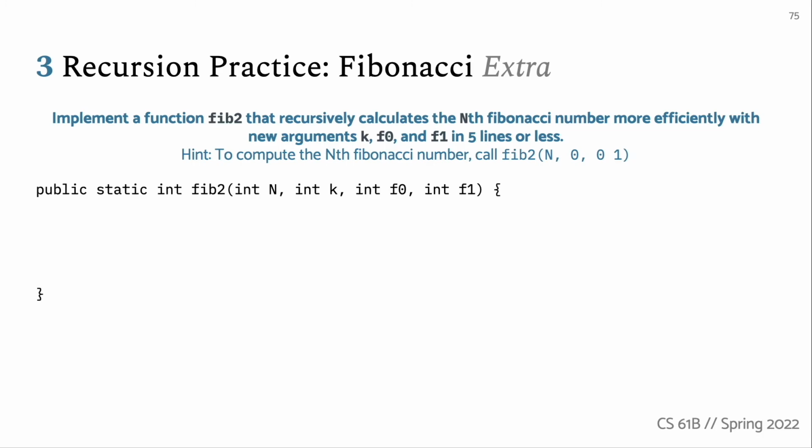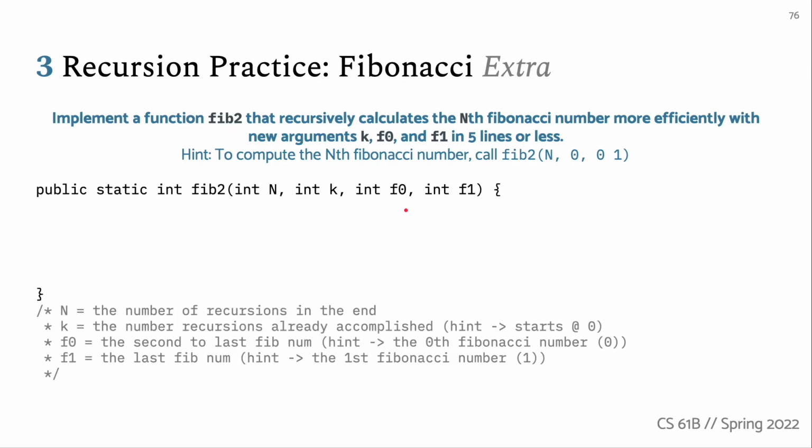Okay, let's wrap this up. So again, like I said, first thing, core thing, we're going to want to figure out what these numbers mean, what these inputs mean. So here, I'll just list it out. So n is the number of recursions in the end. It's also the number of the Fibonacci sequence that we are trying to get, right? So that's pretty given because we're passing in n.